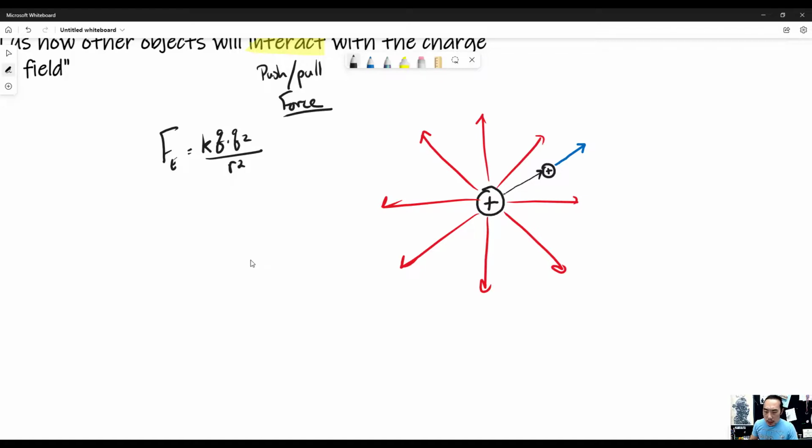Now let's compare that to, let's say, a negative charge. If we were to put a negative charge here, that negative charge will feel an attraction force up and to the left. So negative charges go against the field line, and positive charges go with the field line. That's very important. Positive charges go with the field line, and negative charges go against the field line.